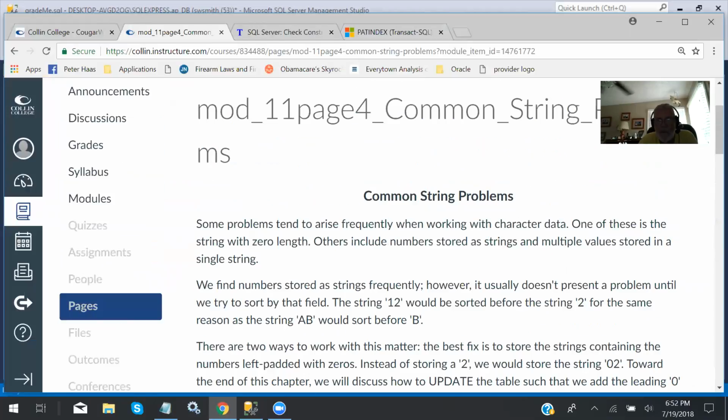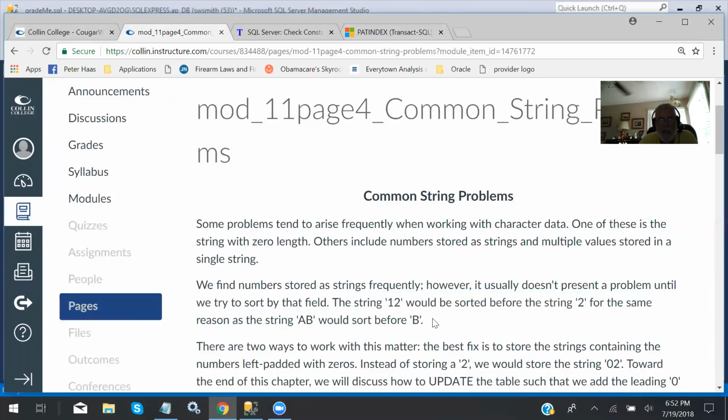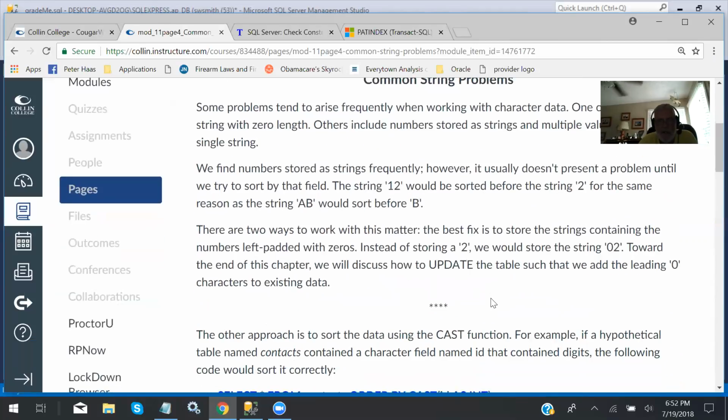Common string problems are when we have a number stored as a string. We find numbers stored as strings. The string 1, 2 would sort before the string 2 because 1 comes before 2, for the same reason that A, B would sort before B. So there are 2 ways to work with it. The best fix is to put in left padding of zeros. Instead of storing a 2, you store a 0, 2. And we'll figure out how to do that later.